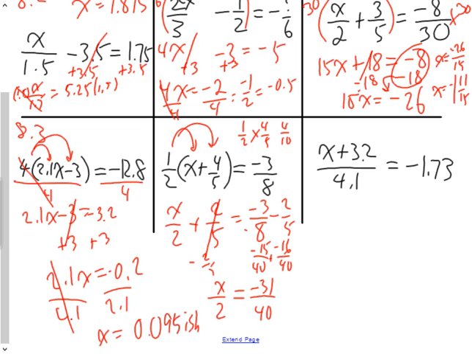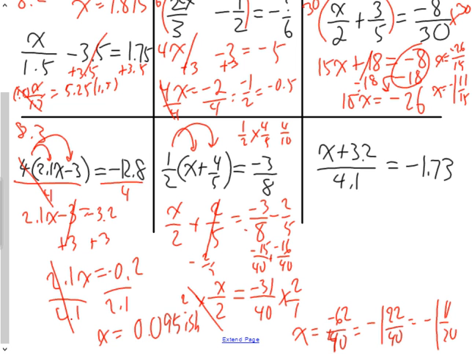Multiply both sides by 2. X will equal negative 62/40, or negative 1 and 22/40, or negative 1 and 11/20. Negative 1 and 11/20 is your answer for that. Holy moly, we're running out of space and time. Let's see if we can get one more.